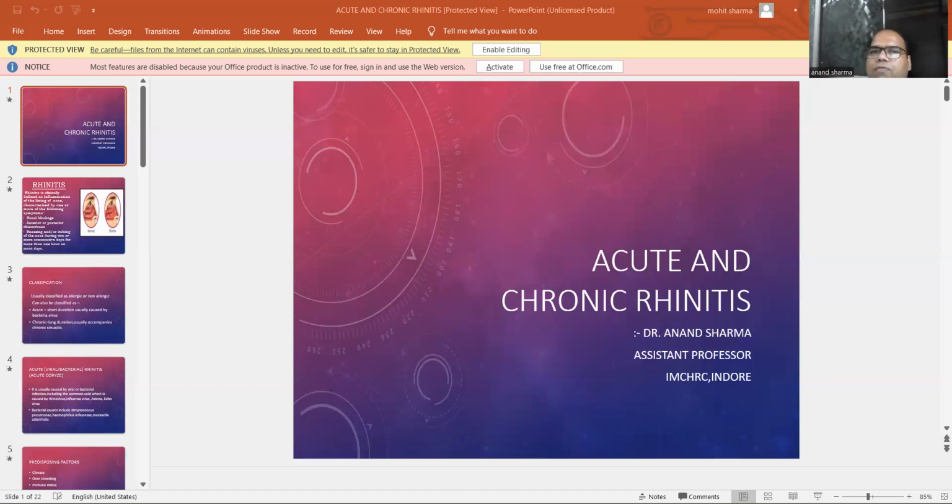This is all for rhinitis, that is acute and chronic rhinitis, and a few types of rhinitis, that is rhinitis medicamentosa, rhinitis sicca, influenzal rhinitis, diphtheric rhinitis. These are all types of rhinitis in short.